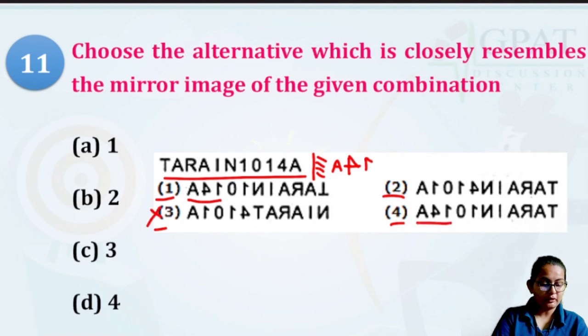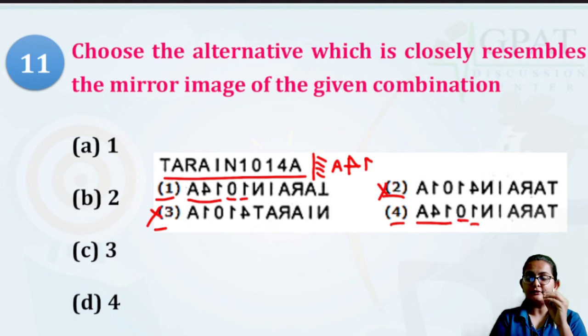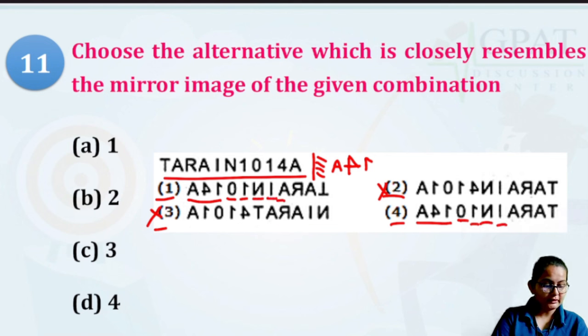So option 2 and option 3 are gone. You have to now decide between 1 and 4. Let us see any differentiating character so that we could know. This is also the same here. This is the way of solving. You don't have to check every letter. Just see which letter is uncommon or differentiating, and then you can find it out.